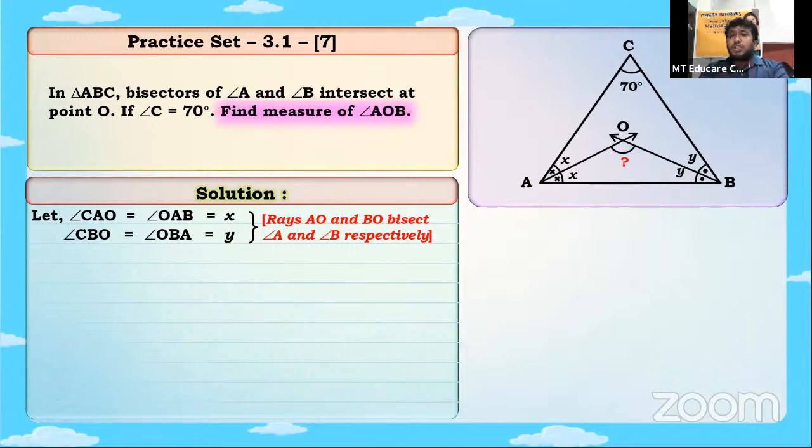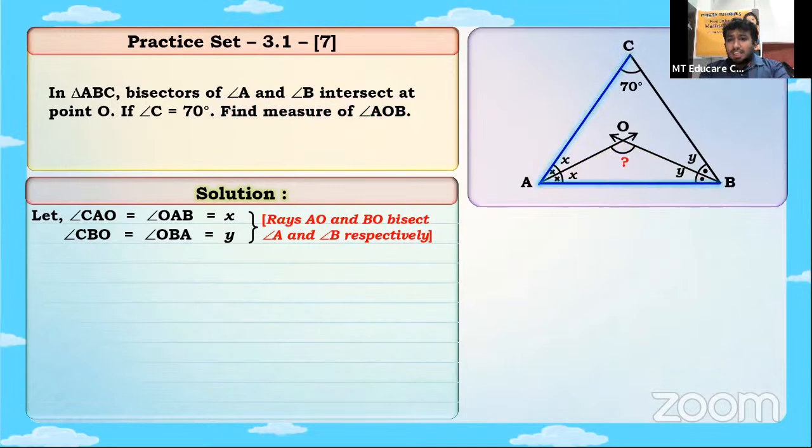We are supposed to find the measure of angle AOB. Students, AOB belongs to the smaller triangle named AOB. To find any one angle of a triangle, we should know the remaining two angles. So which are the remaining two angles? x and y. So to find the measure of angle AOB, we are supposed to first find the values of x and y. How will we find them? Let us concentrate on that.